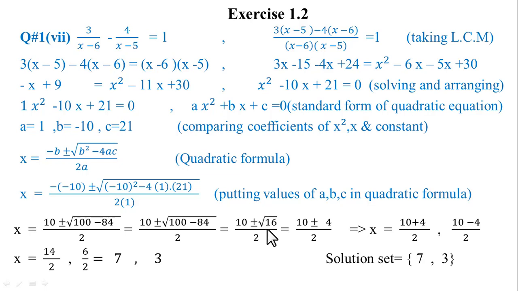Here square root of 16 is 4. Then we have x is equal to 10 plus minus 4 upon 2. This implies that either x is equal to 10 plus 4 divided by 2 or x is equal to 10 minus 4 divided by 2. So this implies that x is equal to 10 plus 4, 14, divided by 2, or x is equal to 10 minus 4, 6, divided by 2. So x is equal to 2 ones are 2, 2 sevens are 14, and x is equal to 2 ones are 2, 2 threes are 6. So we have the solution set of the given equation x is equal to 7 or 3. So the required solution set is 7 or 3.